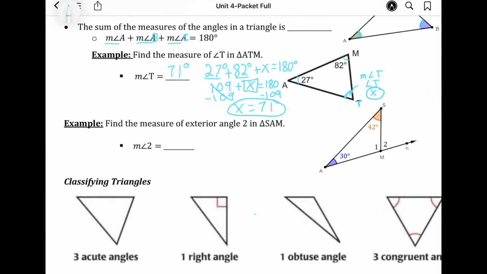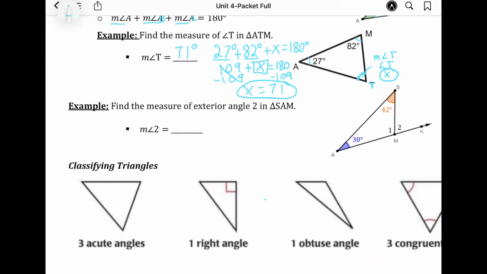Now pause the video and try the second example. See if you can find angle 1. What is the measure of angle 1? You should have gotten 108.